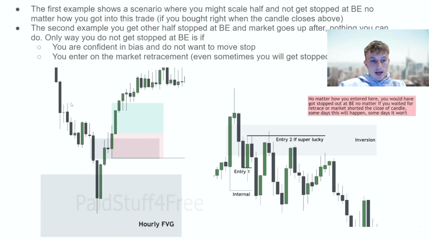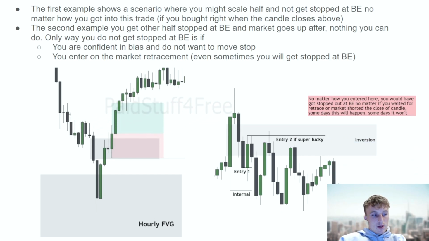And then I target the next intermediate term high, which I talk about in my liquidity video. So this is the intermediate term high right here. Okay, target that. But you can see there's no chance you get stopped out of break even here. So this method is good. Okay, just sometimes it's going to stop you, sometimes it's not.